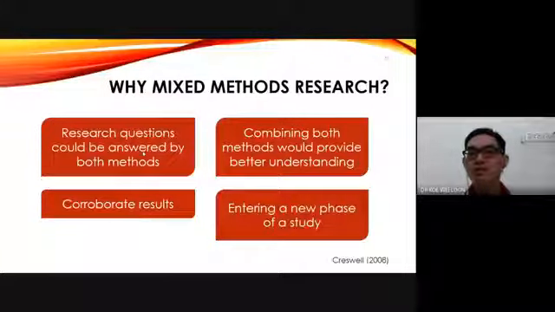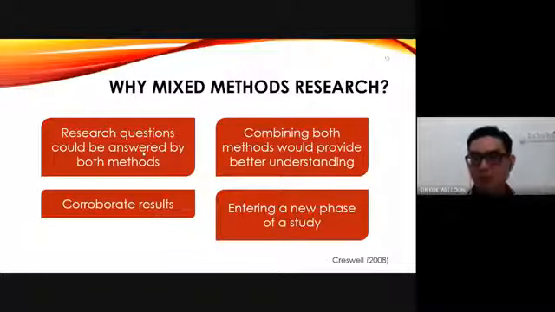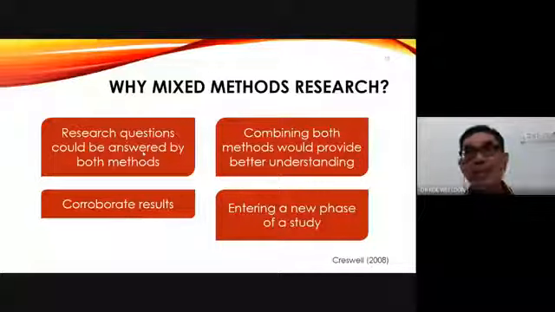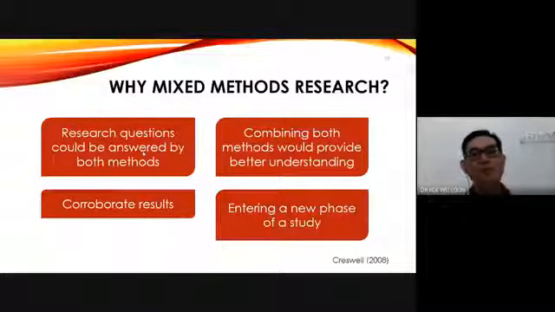Why do we use mixed method research? If you are using mixed methods in your research, don't tell the examiner that it is because mixed method is the most popular method nowadays, because a lot of people are using it. You have to tell the examiners the reasons why you choose mixed methods. For example, maybe your research questions could be answered by both methods.